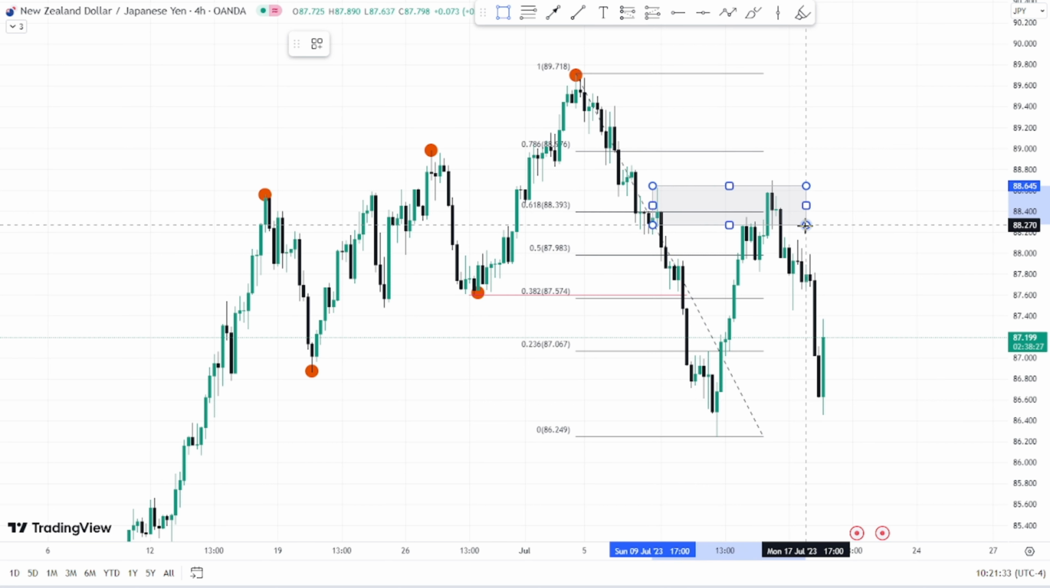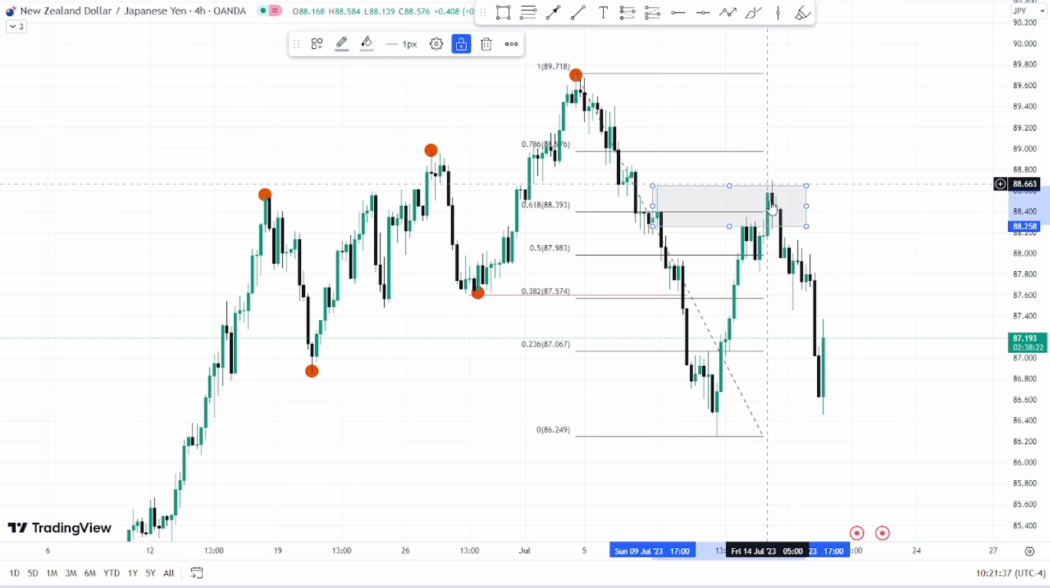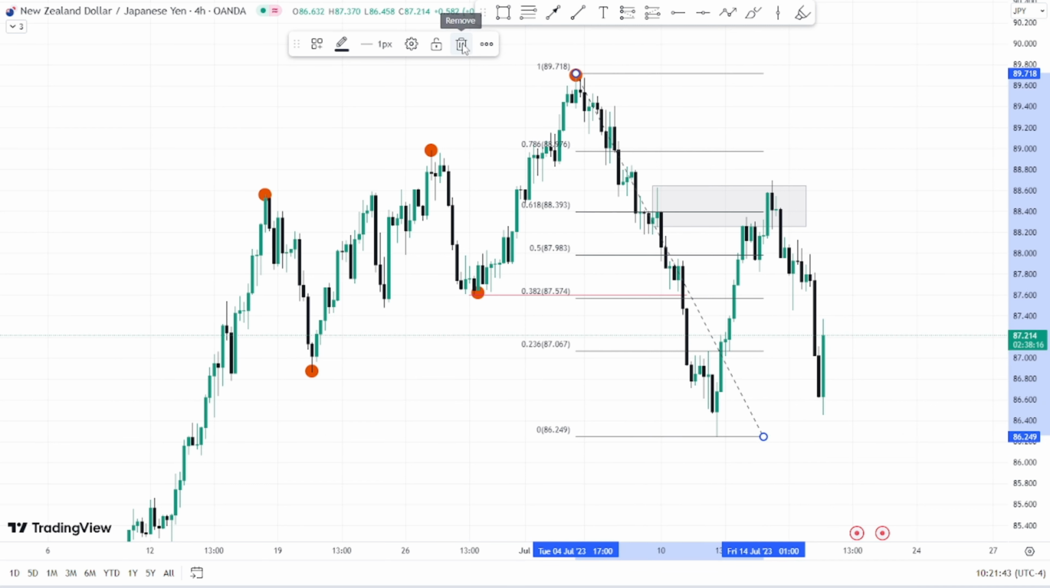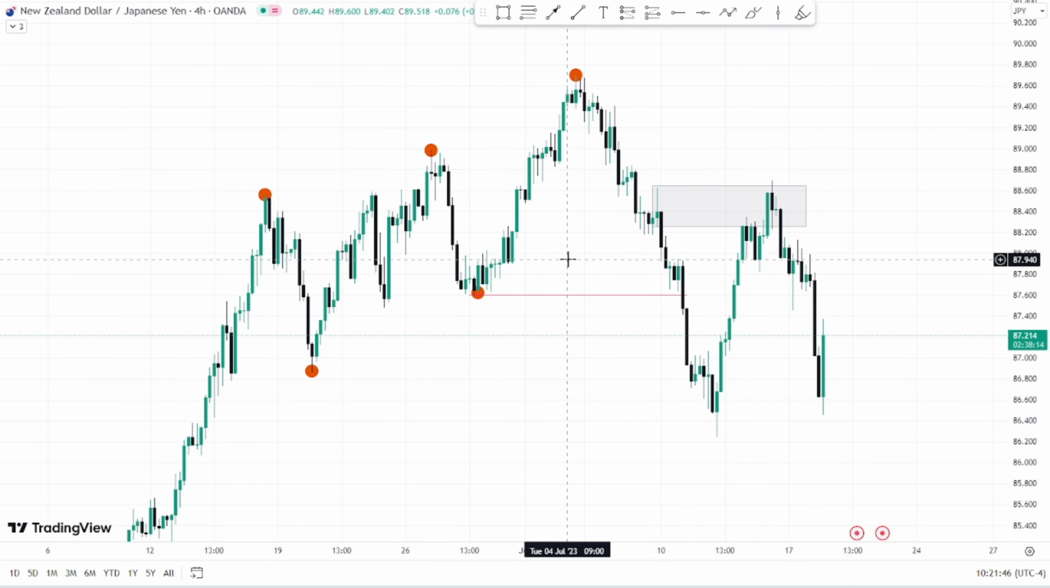You might want to say, but this order block was violated by this candle up here. What I'm going to tell you is that I wouldn't consider that as a violation of that order block.